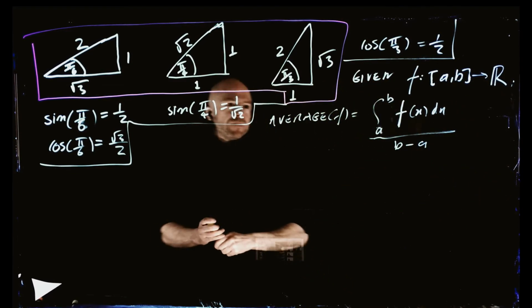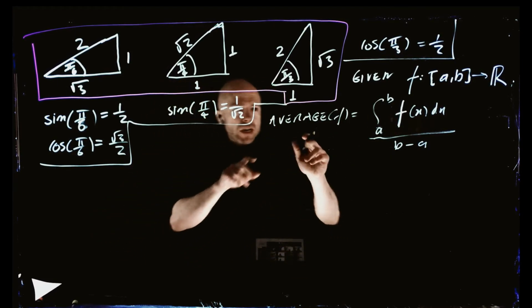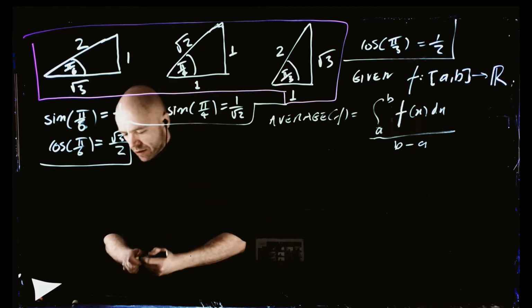Thank you. All right, so this is the average, and let me try and explain why. So I'm going to abbreviate this now to AV of f. So from now on, this is AV of f.